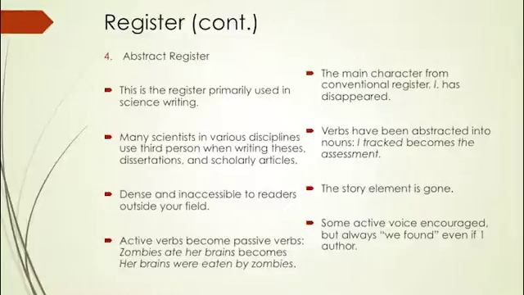The main character of the conventional register, I, has disappeared, and verbs have been abstracted into nouns. So a verb like I tracked then becomes a noun, which is not the tracking, but rather the assessment, because the tracking would even be a little informal, right? You want something that's a little bit more impenetrable. The story element is completely gone. You're just relating information. It's more journalistic in that sense, right? And also some of the active voice. You might find active voice, that is true. Dr. Hugh Stam did mention that, again, you might be using we found, but you're just using passive voice a lot more. So here's an example of abstract register.